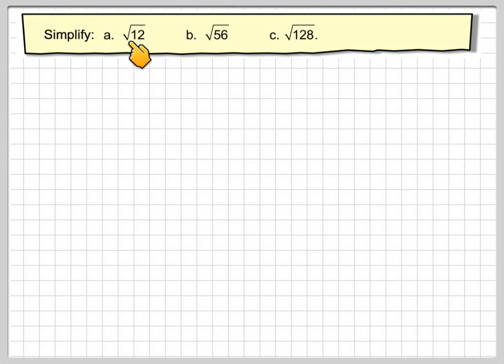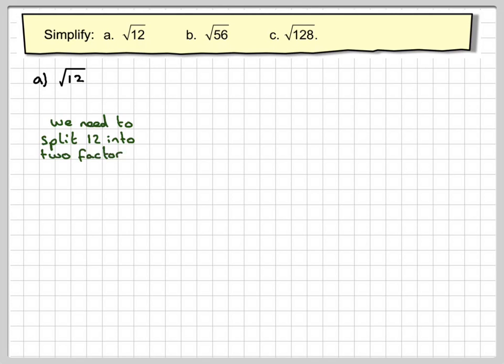Simplify a) the square root of 12, b) the square root of 56, and c) the square root of 128. Now what you need to do is take 12 and split it into two factors, one of which must be a perfect square.